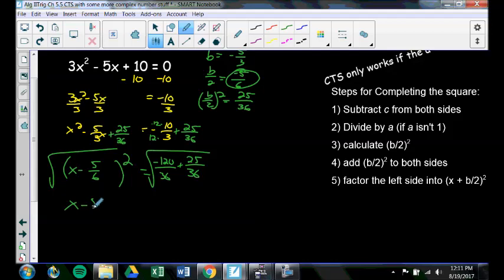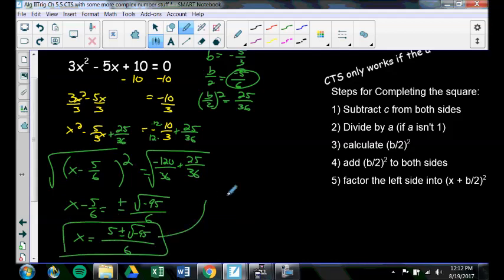We get x minus 5 over 6 equals plus or minus the square root of, well, negative 120 plus 25 is negative 95, over 6. I could add 5/6 to both sides, so x equals 5 plus or minus the square root of negative 95 over 6. And this actually has no real solution. But we'll come back to it next video and show how it does have a solution.